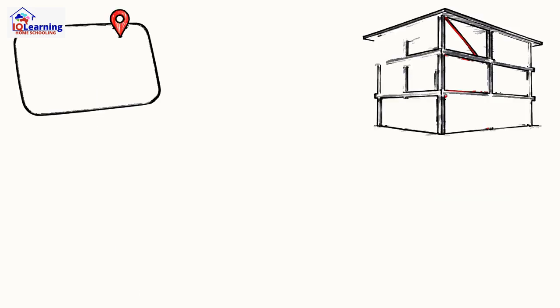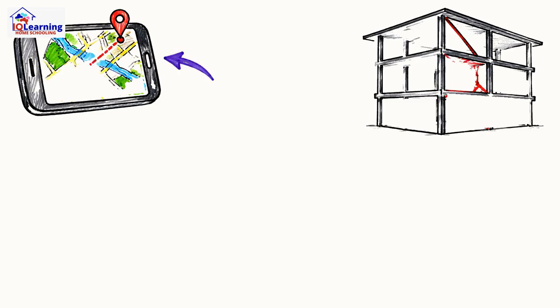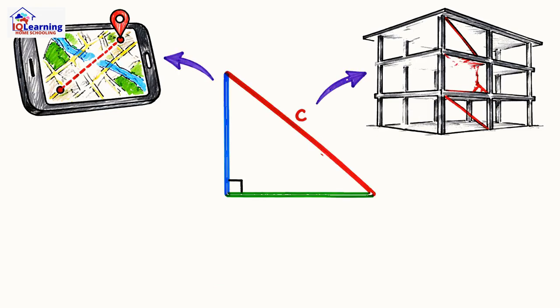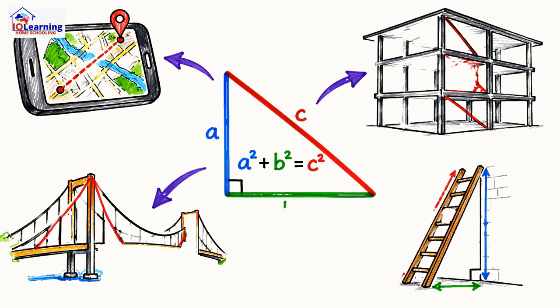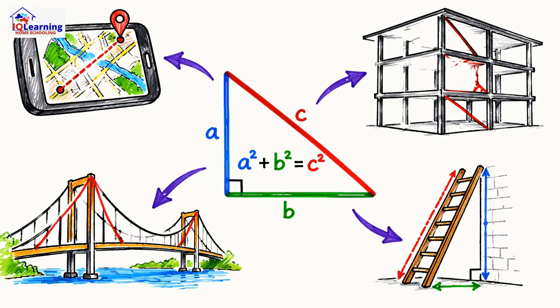From the distance formula used in GPS to the bracing in buildings, Pythagoras' rule is everywhere. It's not just a formula from a textbook, it's an invisible blueprint that structures our physical world.